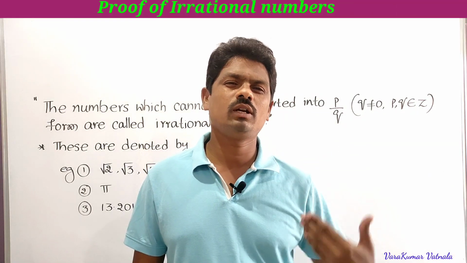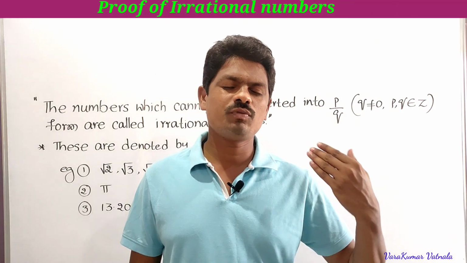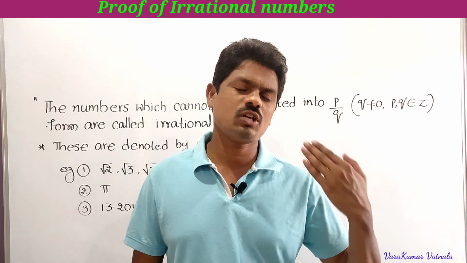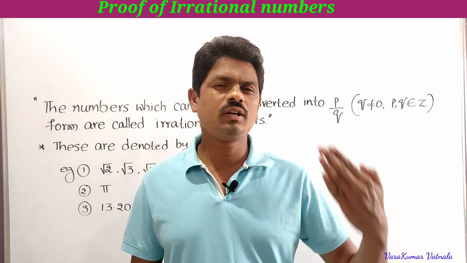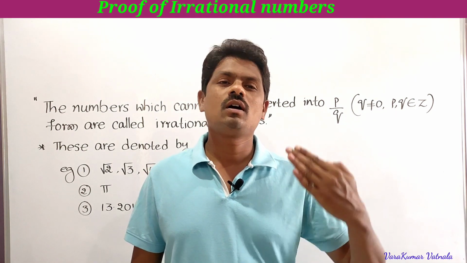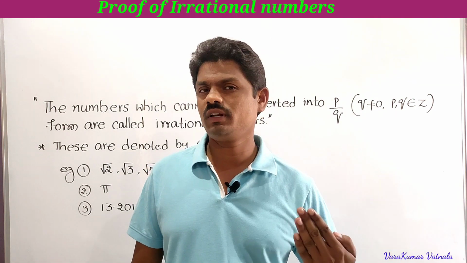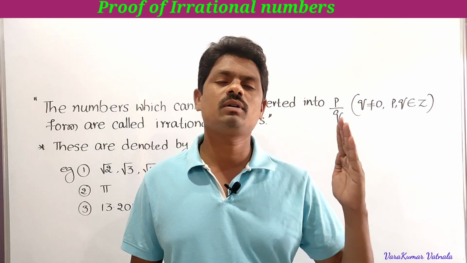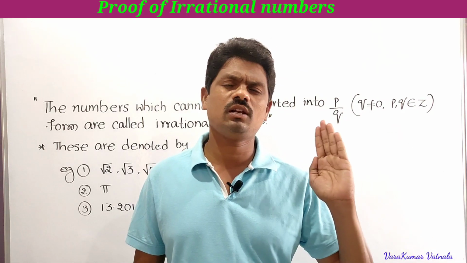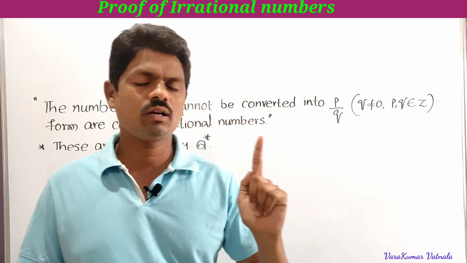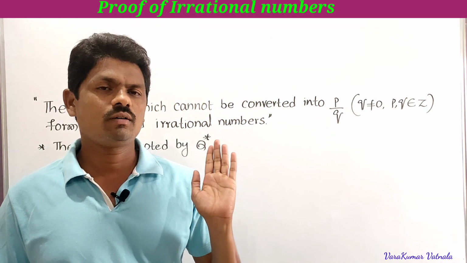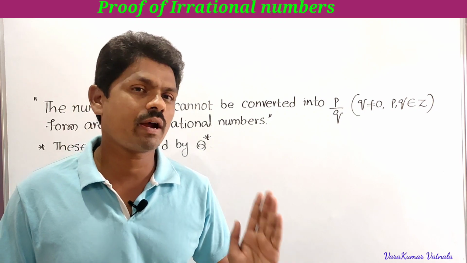Today we are going to learn about proof of irrational numbers from the chapter real numbers. Very important topic. Every time he is asking 4 marks from this area, proof of irrational numbers. He gives an irrational number, he asks prove that it is an irrational number. Definitely you can get 4 marks problem from this exercise 1.4.